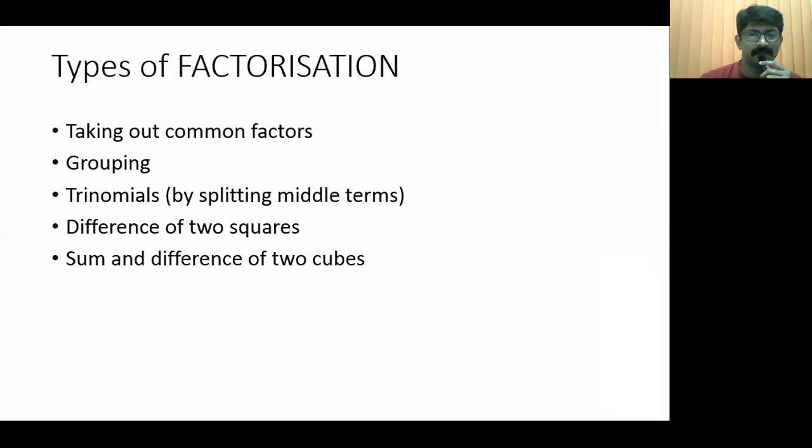And till the last video, what we had finished, I'll just give the 2 minutes intro and then we'll quickly move to this topic. What we've done, we've learned by now types of factorization. We've learned how to take out common factors. We've learned how to do that grouping. And now it's today's time. We're going to learn how to do factorizations of trinomials by splitting the middle terms. Okay, I'll just show you how to do that with few examples.